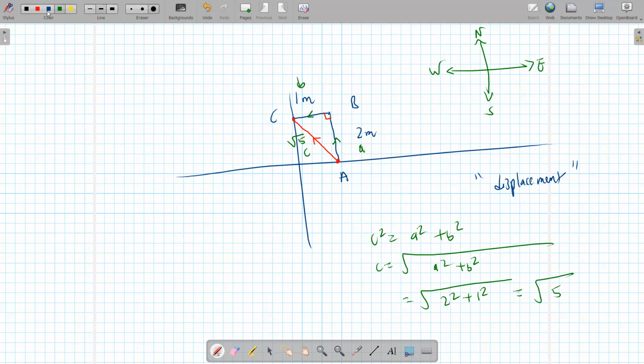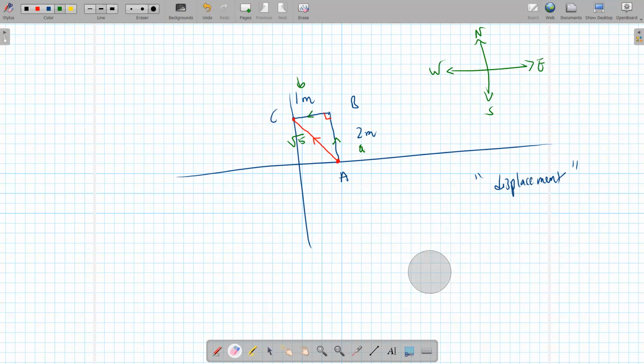Now, we also need the direction, okay? And for this, you're going to have to bear with me. Have you done trig in class? You've done triangles, haven't you? You have. I think you have. Check this out. This is our triangle, okay? I'm going to call this theta. This is root 5. This is 2. This is 1. It's a right angled triangle. How do we go about finding that theta, the angle there? Going to have to use trig.